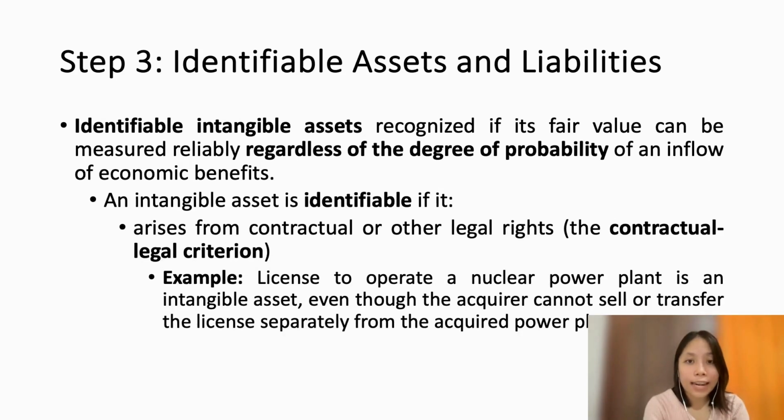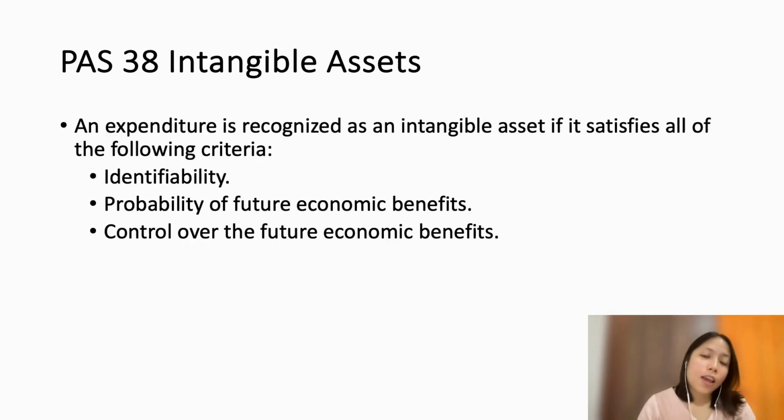An example of an intangible asset that is considered to be identifiable because it meets the contractual legal criterion is a license to operate a nuclear power plant. To reiterate, in normal accounting under PAS 38 intangible assets, an intangible asset is recognized only if it meets the following criteria: identifiability, probability of future economic benefits, and control over the future economic benefits. However, under business combination, we only need to meet the first criteria in order to recognize an intangible asset.